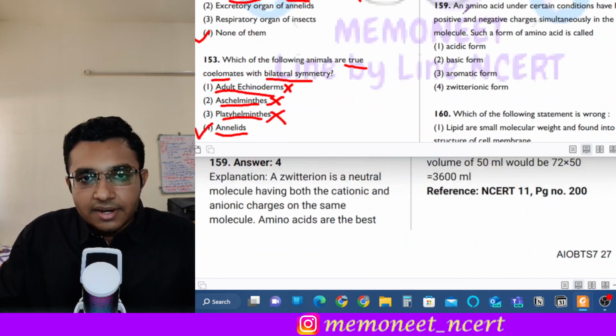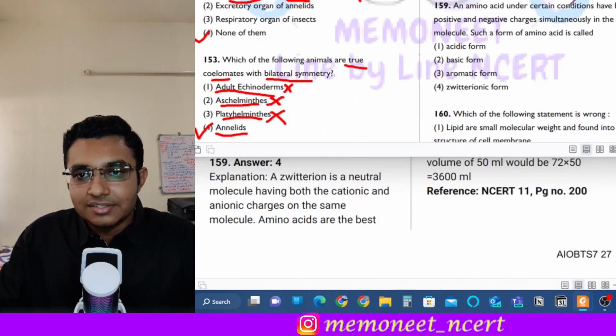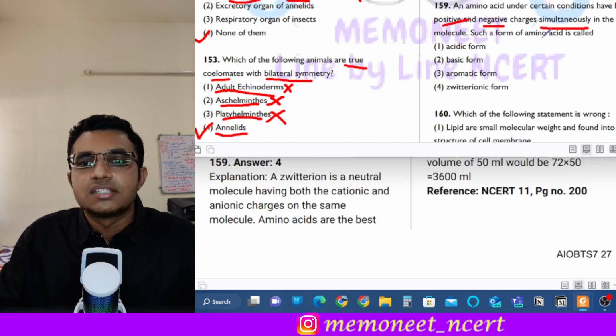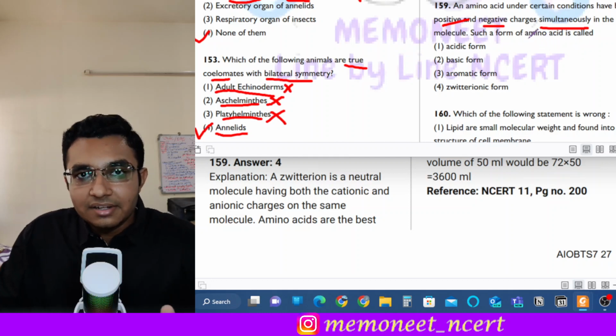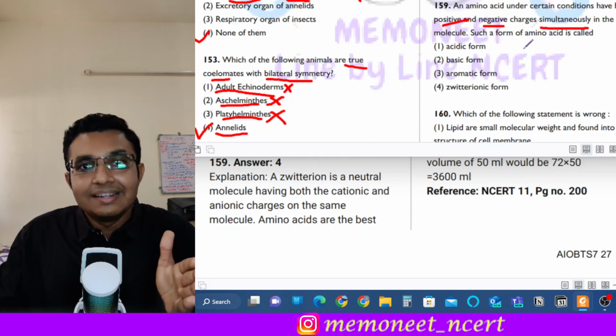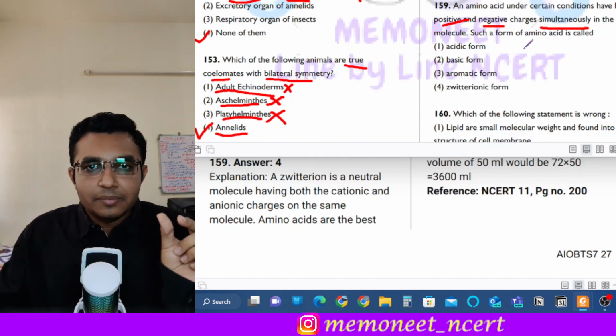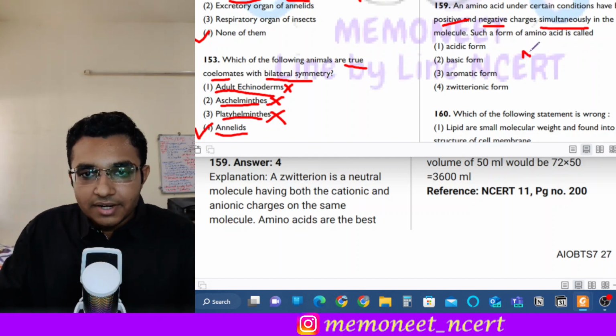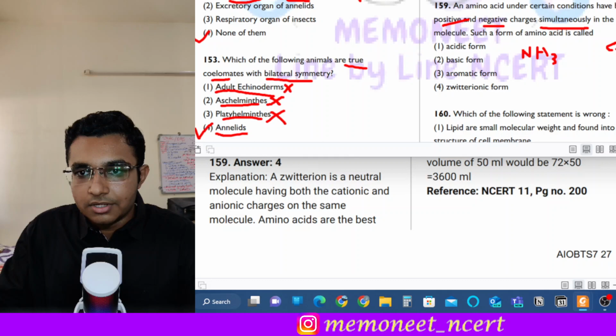It states that an amino acid under certain conditions has both positive and negative charges simultaneously in the same molecule. Such a form of amino acid is called. Now see, the amino acid contains first of all an N terminal and a C terminal. The N terminal contains NH3, right? And the C terminal contains COOH.